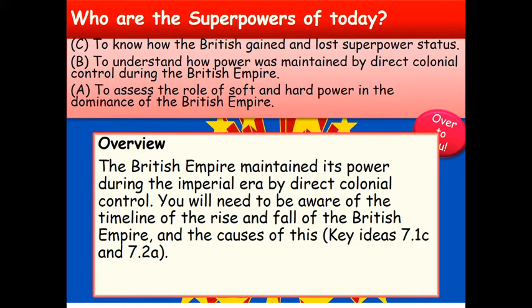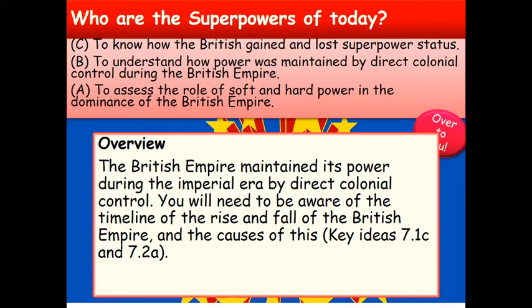So this lesson is focusing on how Britain gained and lost its superpower status in the world. It's understanding how a superpower can maintain its position of power by direct colonial control, using the case study of the British Empire. And it seeks to look at how hard and soft power can be used and was used in the example of the British Empire.